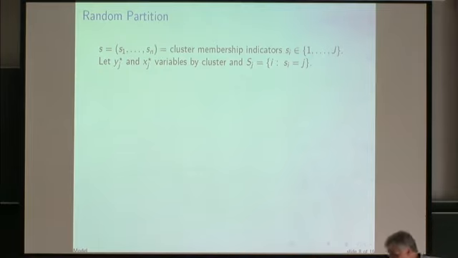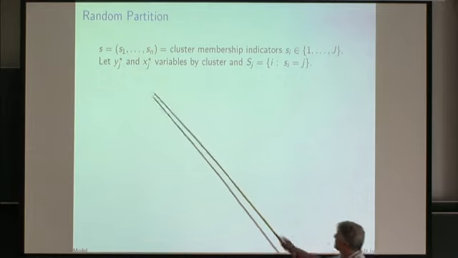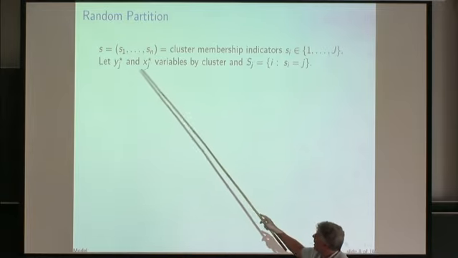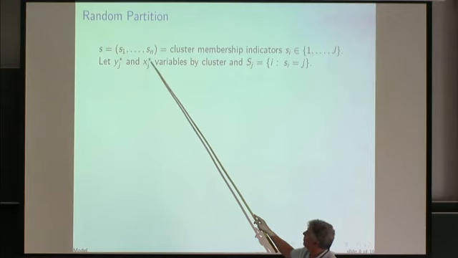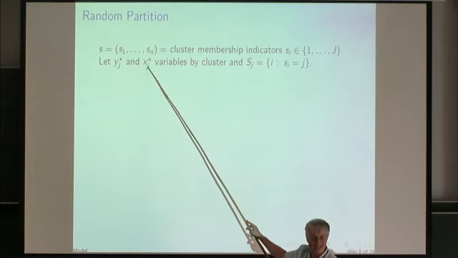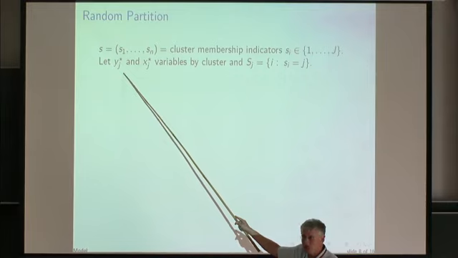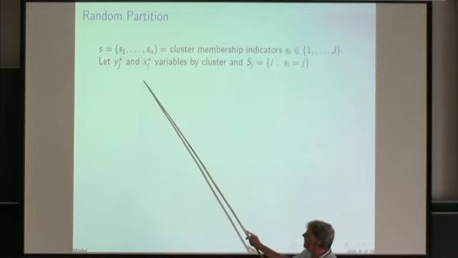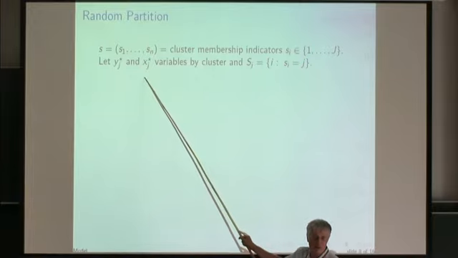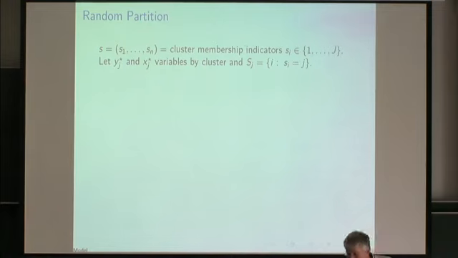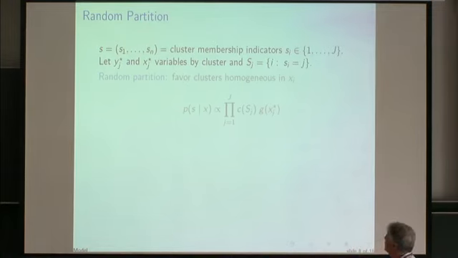I'll use one more piece of notation. I'll use notation with asterisks, superstar, which will denote outcomes and covariates arranged by cluster. So Yj star is the set of observed outcomes for all patients in the j-th cluster. Xj star is the set of covariates for all patients in the j-th cluster. I think that's all the notation that I need.